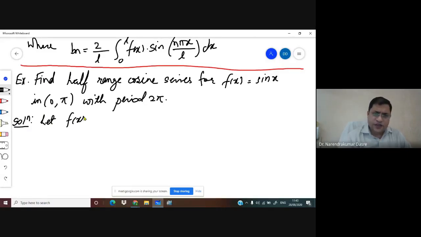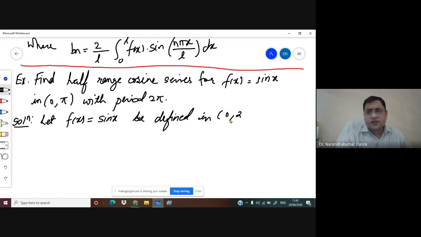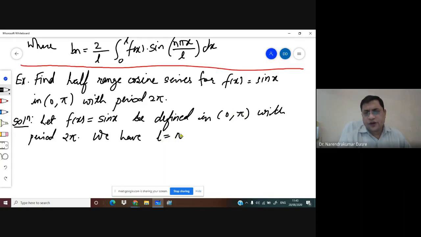Let f of x is equal to sin x be defined in 0 to pi with period 2 pi. Compare this given interval to 0 to L. So we can have this is 0 and this is going to be L. So we got L is equal to pi.